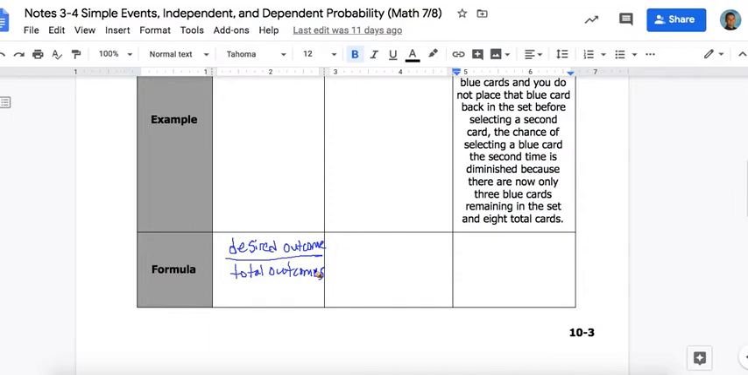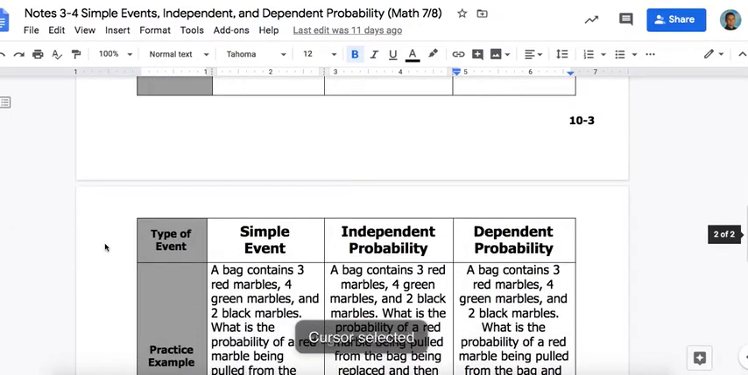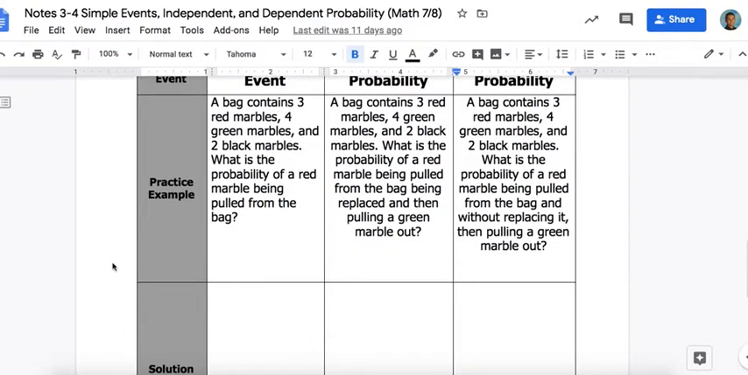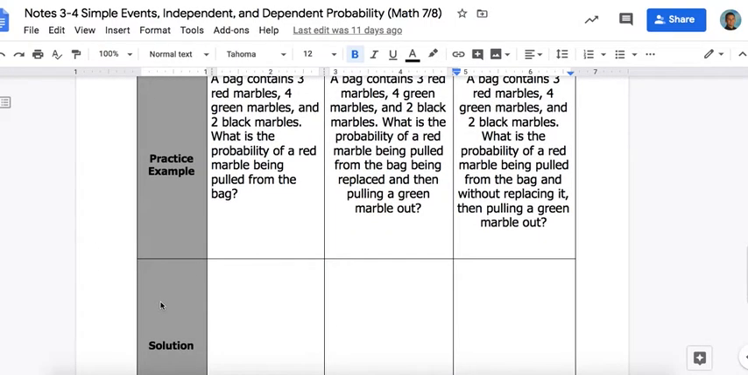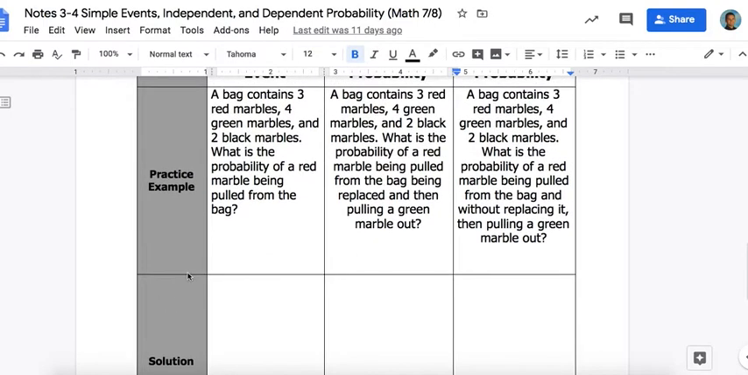Unfortunately, the way these notes play out, we have to turn to the back in order to complete the example. It says a bag contains 3 red marbles, 4 green marbles, and 2 black marbles. What is the probability of a red marble being pulled from the bag? So we just have one event here.